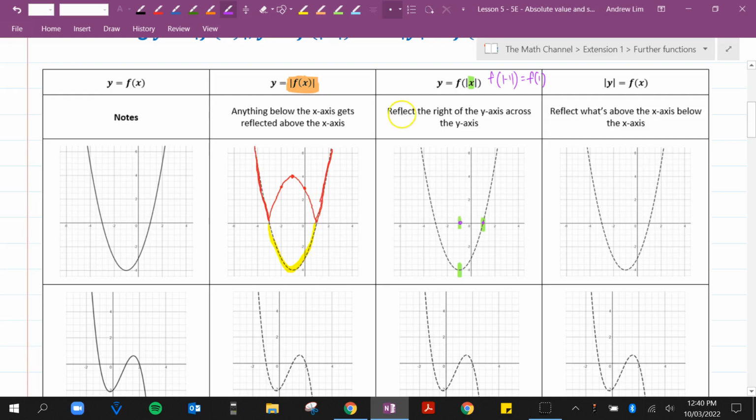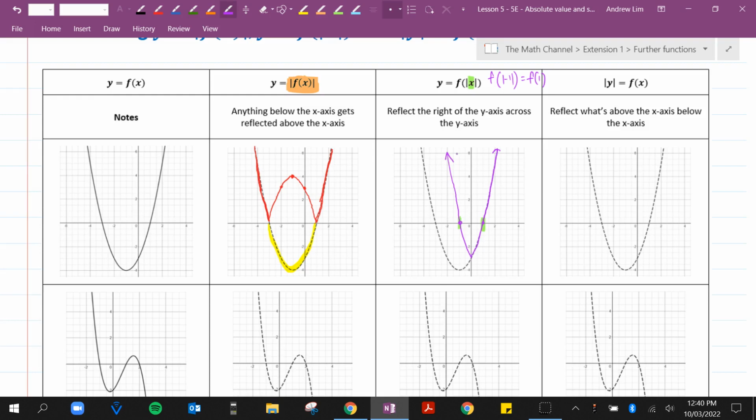So we can see here from my notes, I said when we have y equals f of the absolute value of x, all we're going to do is reflect the right of the y-axis across the y-axis. So whatever is to the right of the y-axis is just going to be reflected across the y-axis. Okay, does that make sense?